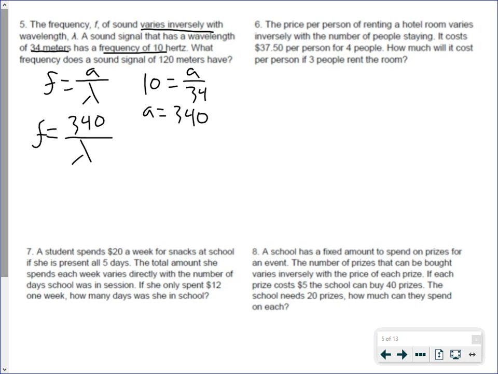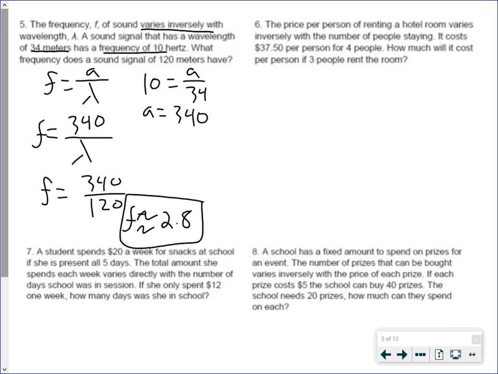So now we need to know what the f is going to be when the wavelength is 120 meters. So we want to know what f is going to be when the upside down y is 120. So we're going to divide 340 by 120. And when you do, you get 2.833 repeated. So we're just going to say f is approximately 2.8. Okay, so we're just going to round it to about 2.8.